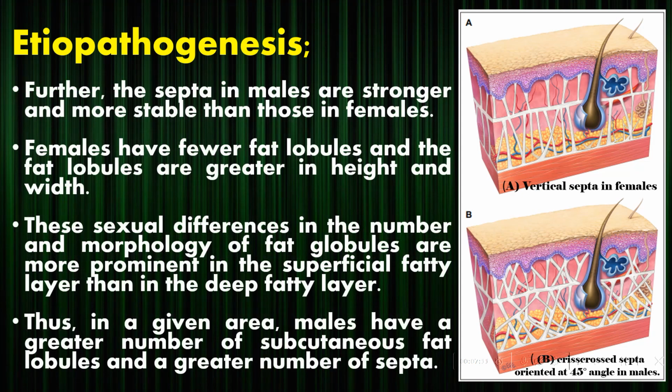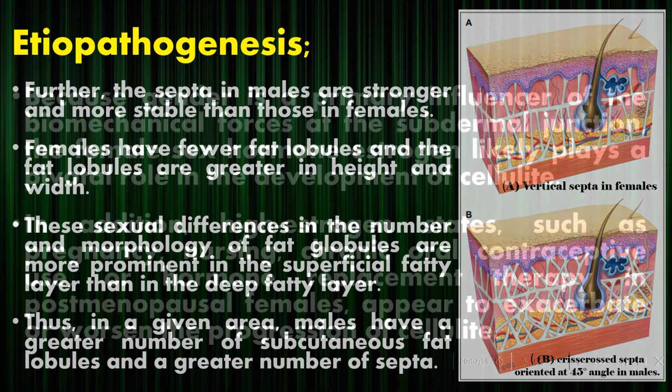Further, the septa in males are stronger and more stable than those in females. Females have fewer fat lobules, and the fat lobules are greater in height and width. These sexual differences in the number and morphology of fat lobules are more prominent in the superficial fatty layer than in the deep fatty layer. Thus, in a given area, males have a greater number of subcutaneous fat lobules and a greater number of septa.